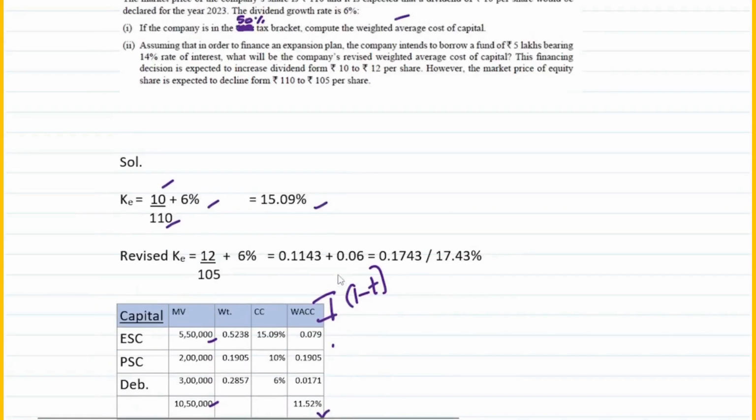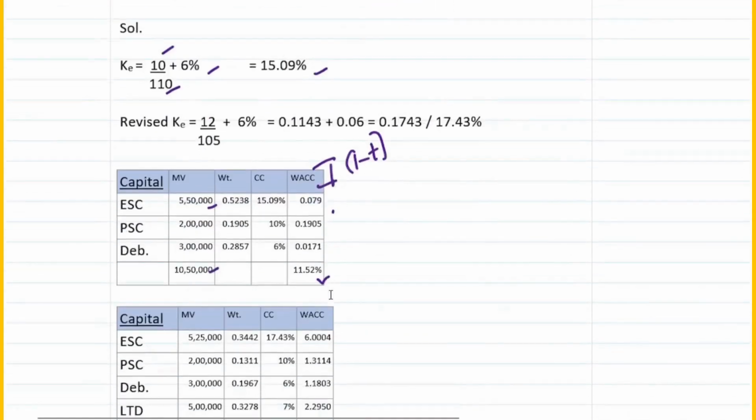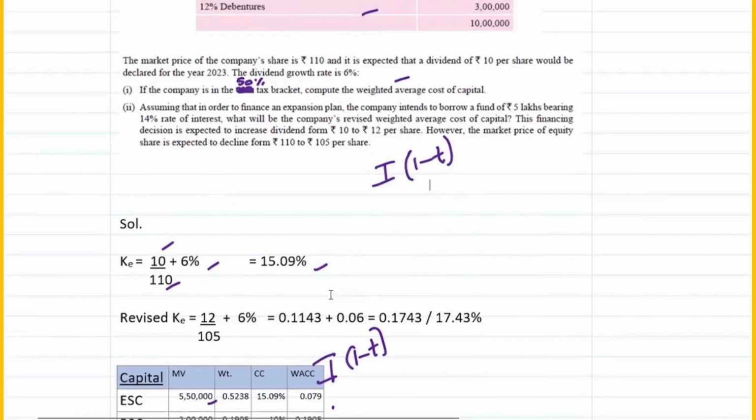But the question doesn't end there. You have a second part of the question. Assuming that in order to finance an expansion plan, the company intends to borrow a fund of 5 lakhs bearing 14% rate of interest, what will be the company's revised WACC? So they are telling they are going to take a new loan for 14%. So term loan is also a debt. So whenever there is debt, the KD would be interest into 1 minus tax. So 14% into 1 minus tax, which is 50%, should be giving you 7% interest.